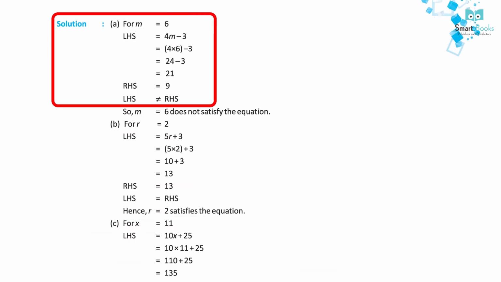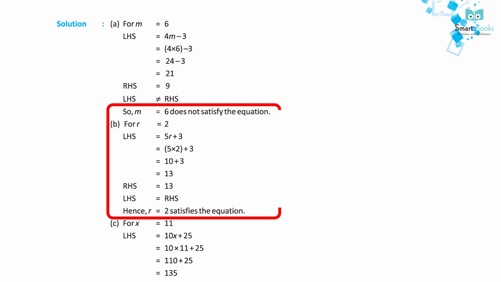Solution. A. For m equals 6, left hand side is 4m minus 3, which is 4 into 6 minus 3, which is 24 minus 3 is 21. Right hand side equals 9. So left hand side is not equal to right hand side. So m equals 6 does not satisfy the equation. B. For r equals 2, left hand side is 5r plus 3, which is 5 into 2 plus 3, which is 10 plus 3 equals 13. Right hand side equals 13. So left hand side is equal to right hand side. Hence r equals 2 satisfies the equation.